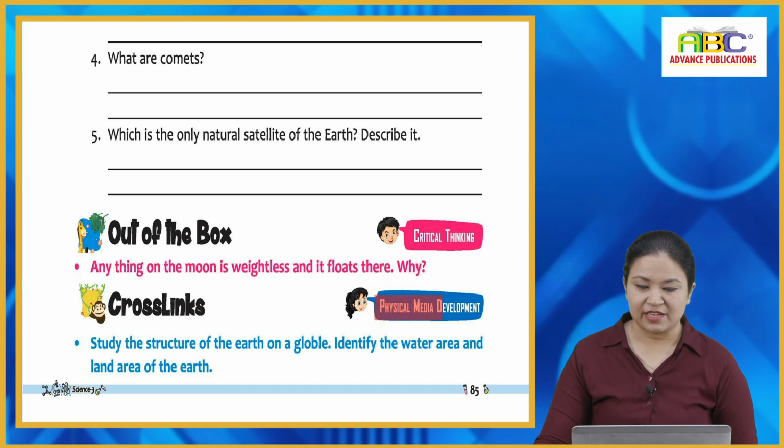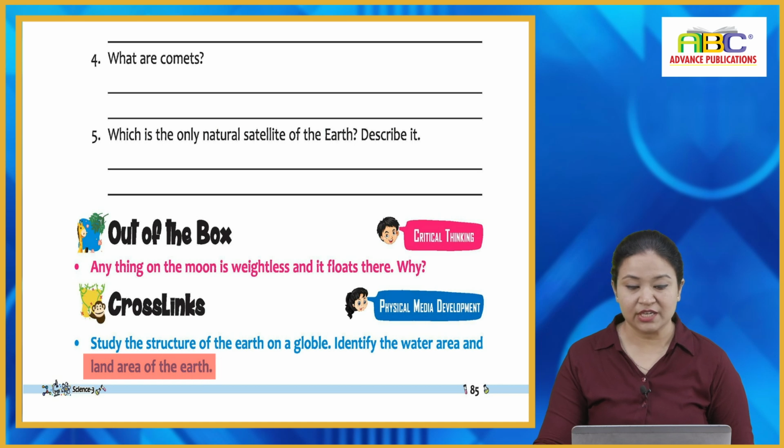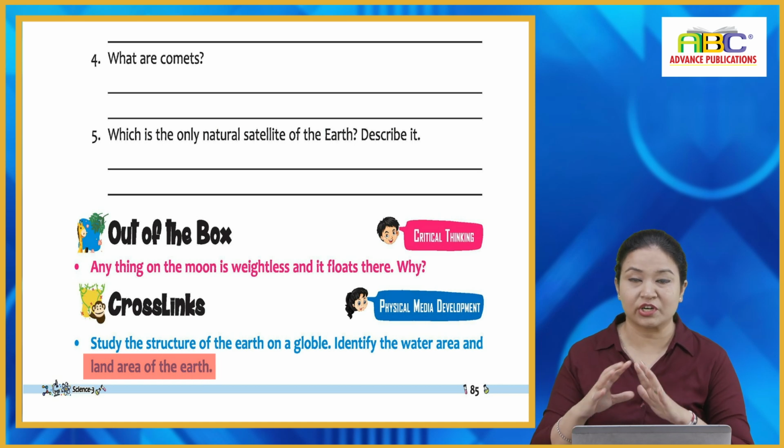Cross links. Physical media development, study the structure of the earth on a globe, identify the water area and land area of the earth. So you have to study the structure of the earth on a globe. Okay, because the globe is the model of the earth. So you have to study the globe and you have to study the water area and the land area of the earth. You will discuss it with your friends.